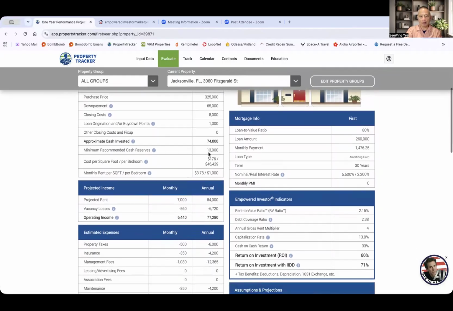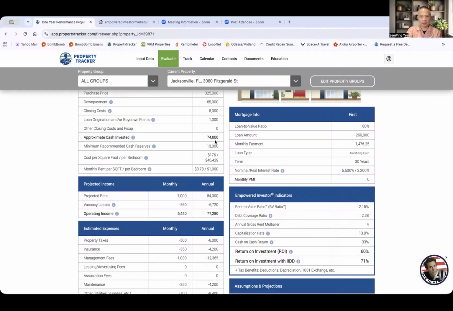And then your total out of pocket is around $74,000. That excludes the furniture package you have to purchase to furnish the rooms to accommodate each member tenant, right? So I'm not going to include that in the down payment.